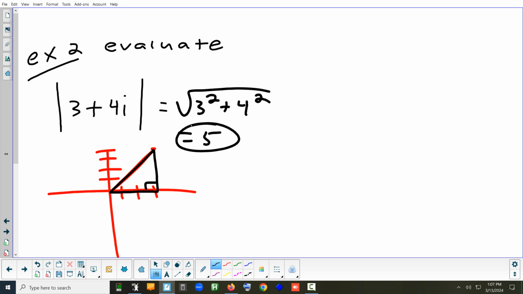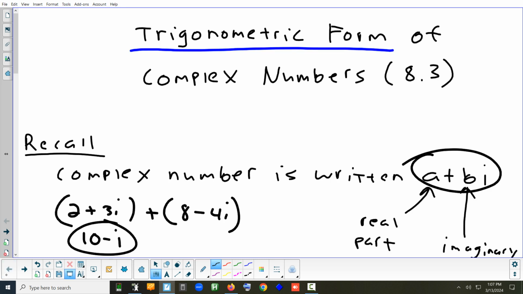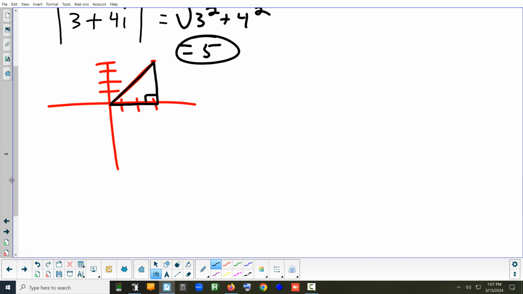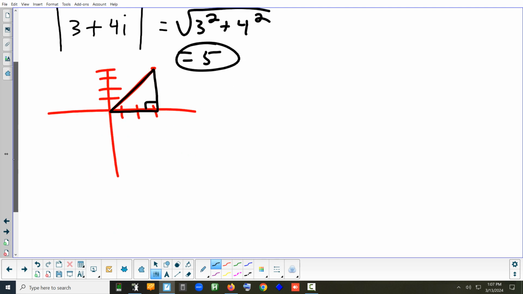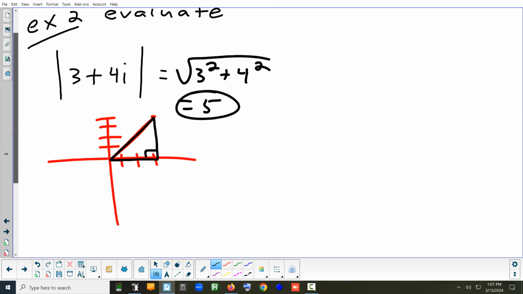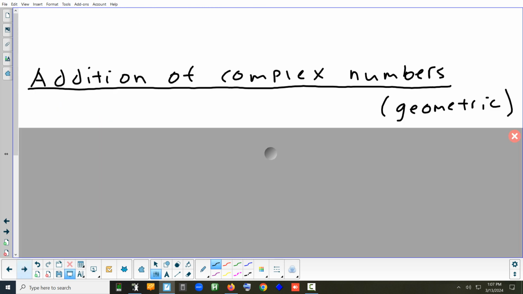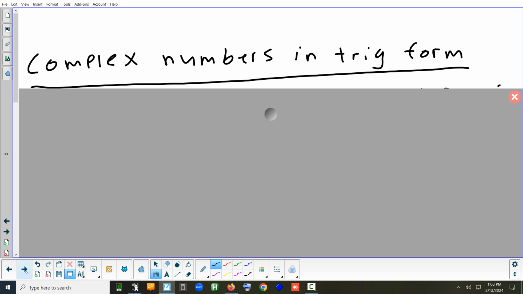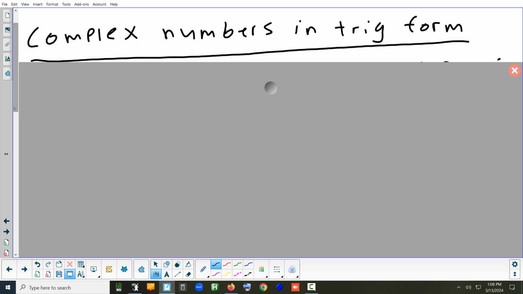And that's how you find the absolute value of a complex number, which is what we're going to use when we're writing a complex number in trig form. It's one of the two things we need to figure out. All right, so there's your radius, or hypotenuse, however you want to think of it. Okay, so complex numbers in trig form.